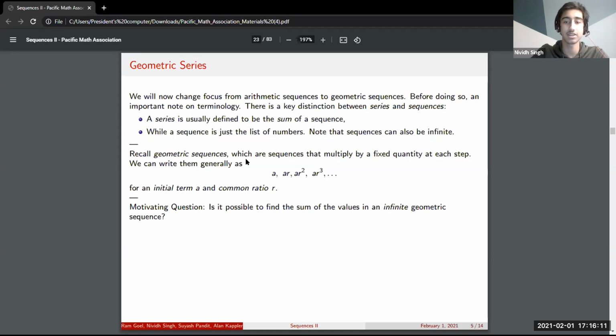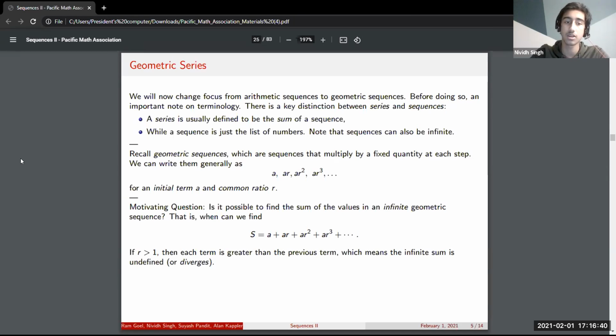If we have a finite geometric sequence, like 2, 4, 8, we can just add the numbers together, 2 plus 4 plus 8, and we get 14. But is it possible to find the sum of the values of an infinite geometric sequence? Well, we're trying to find A plus AR plus AR squared plus AR cubed, all the way up until infinity.